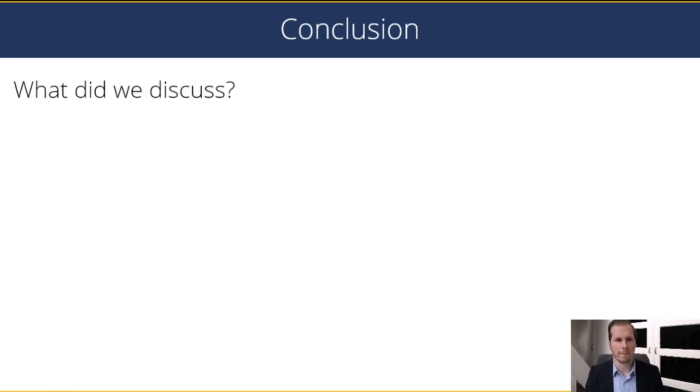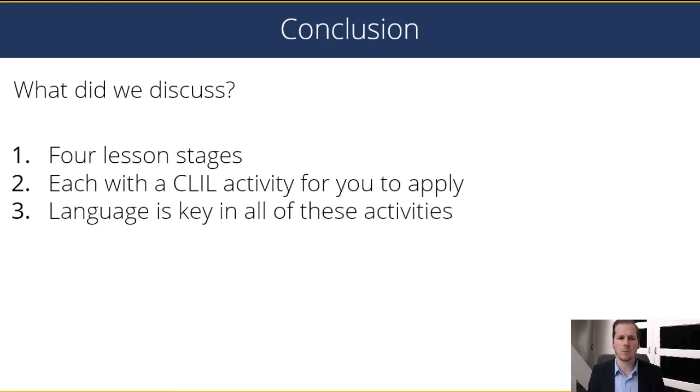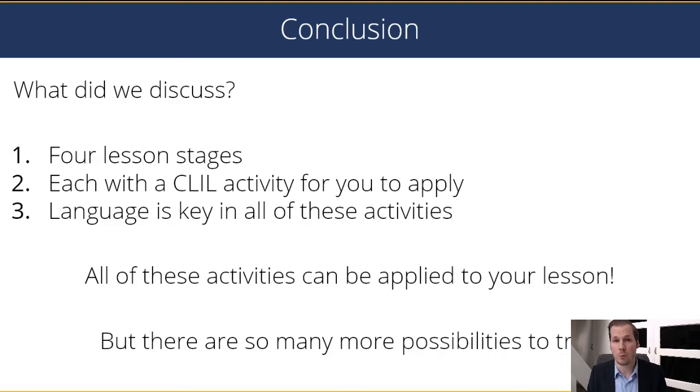So, concluding, what did we discuss? We talked about the 4 lesson stages: the opening, the informing stage, the applying stage, and the reflecting stage. I gave you a CLIL activity for each of these stages to apply, and I talked about how language is a key in all of these activities, because they all involve a certain way of language, mostly output, and that makes it a CLIL activity. Now, all of these activities can be applied to your lesson now, but there are so many more possibilities to try.